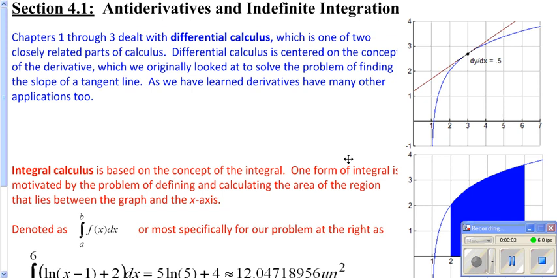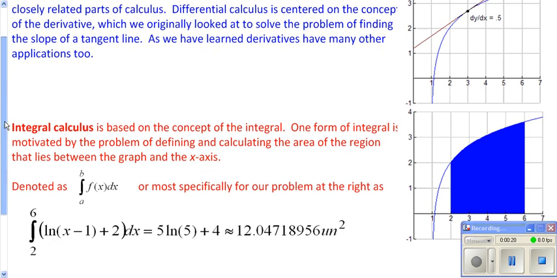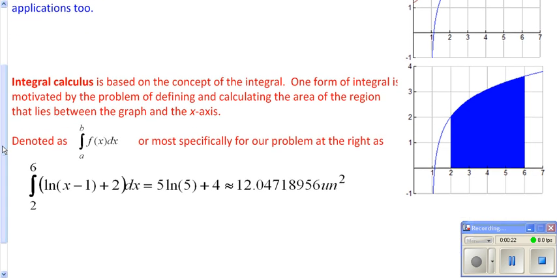Okay, in the first couple of chapters, we dealt with differential calculus, where we were taking the derivative, looking at the slope of your tangent line. We're now going to shift gears and more or less look at the reverse process. There were applications to derivatives. There's applications to the reverse process. The reverse process is more or less integral calculus. The reverse process of taking your derivative is often referred to as your integral.